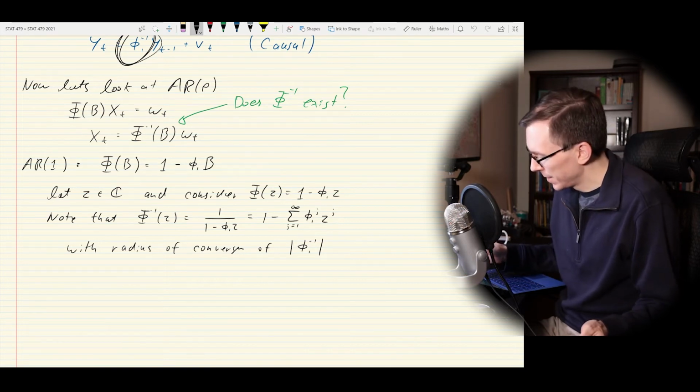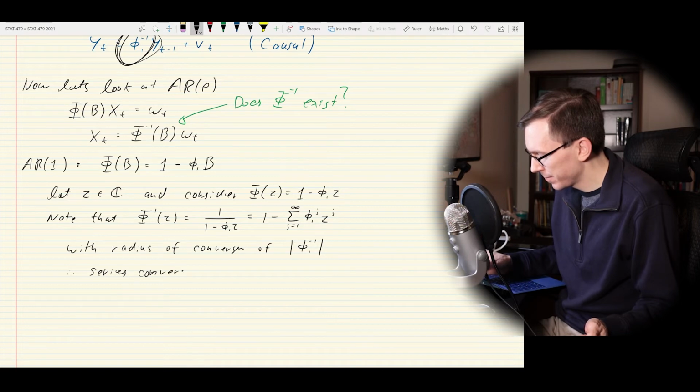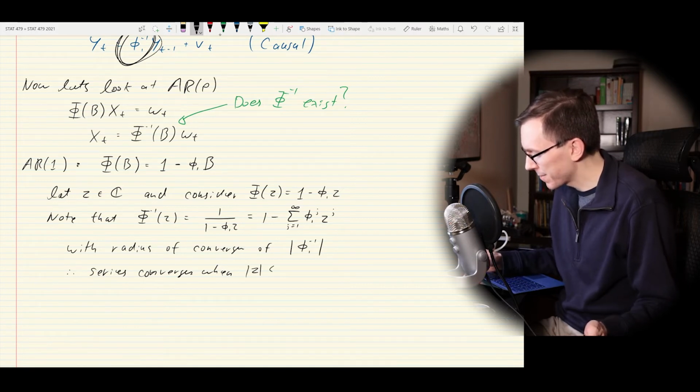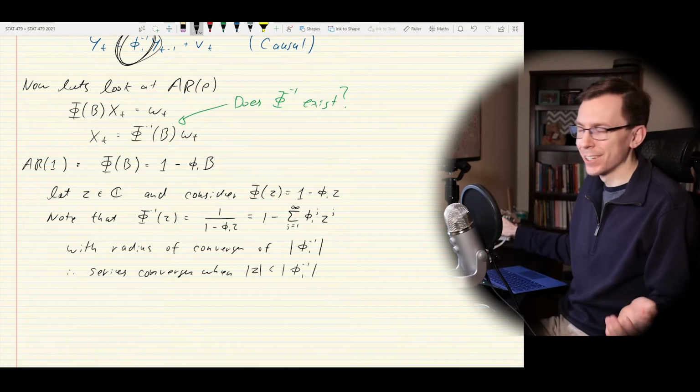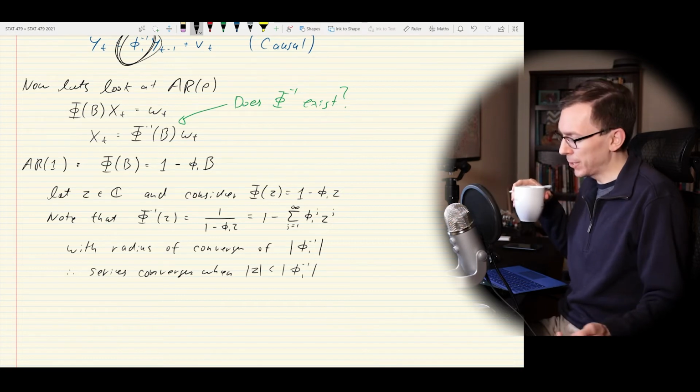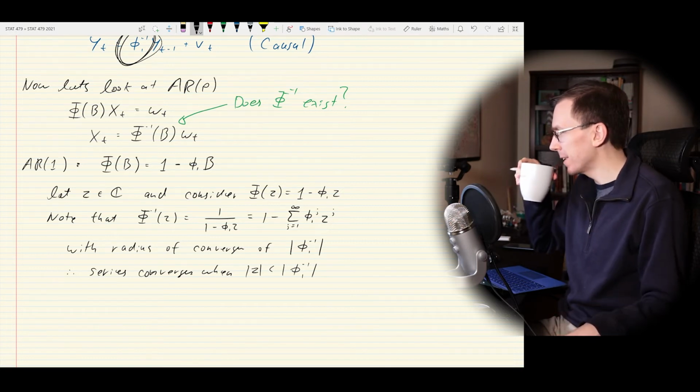So what that means is that, therefore, the series converges when our z here, in magnitude, because it could take on any complex value, is less than the absolute value of phi 1, which I guess we're assuming is real valued, but could be negative. So we need an absolute value nonetheless.